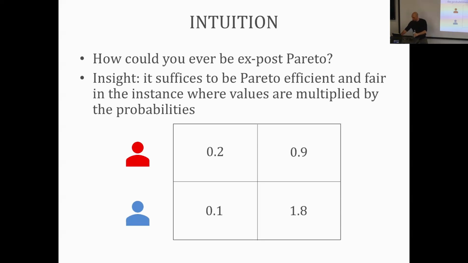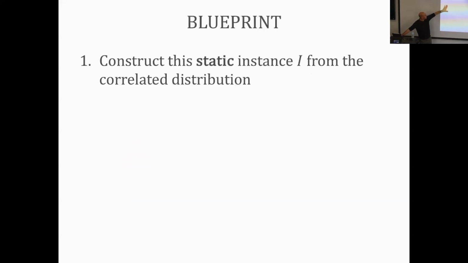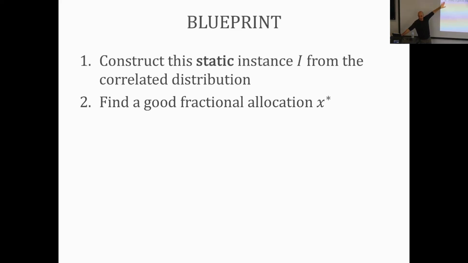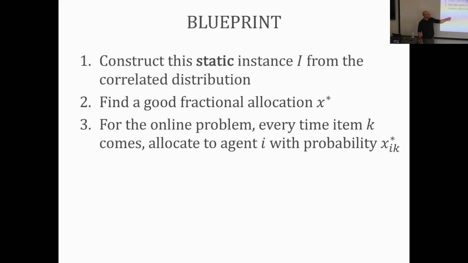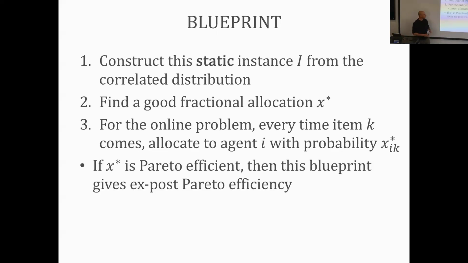This instance will be key for the way the algorithm works. I just multiplied the probabilities into the instance. So the blueprint for my algorithm is to construct this instance, I, and find a fractional solution, x star, for I. Then online, every time item k comes, every time a pizza comes, I'll give it to agent i with probability x star ik. The first lemma is that if x star was Pareto efficient for instance I, then online this will be ex post Pareto efficient.